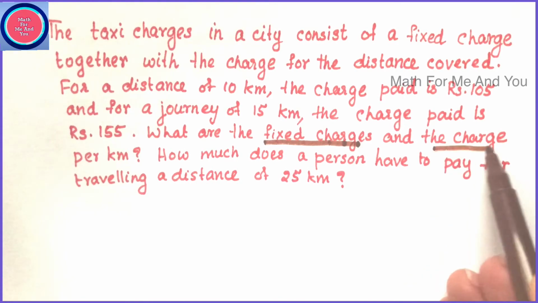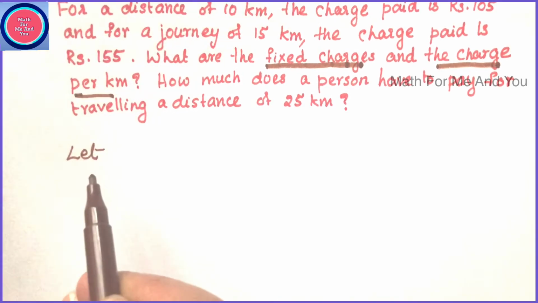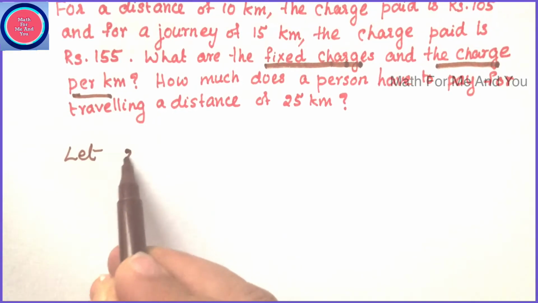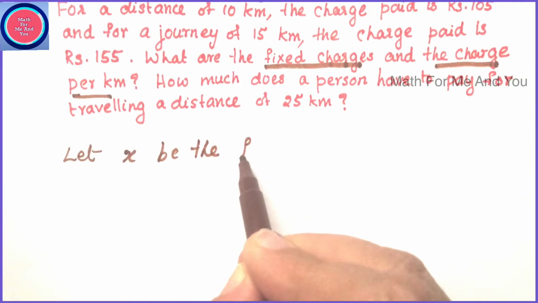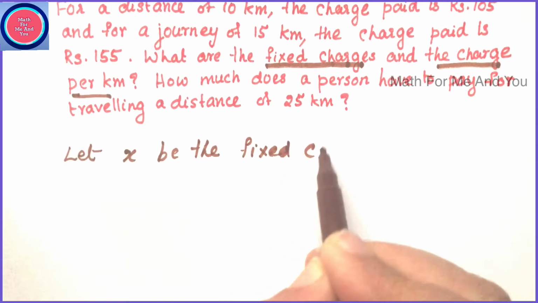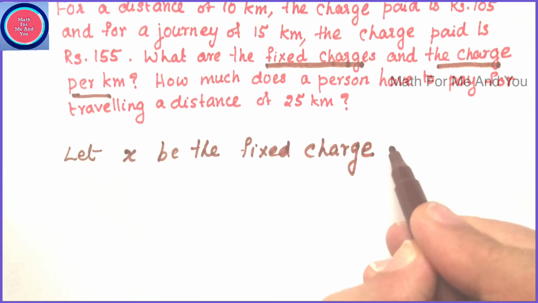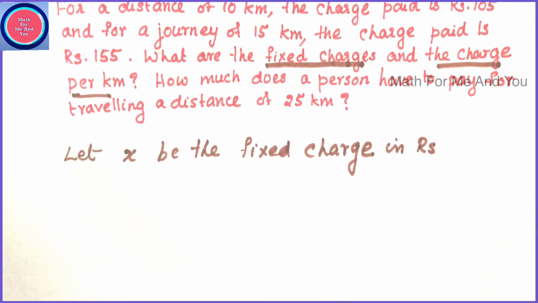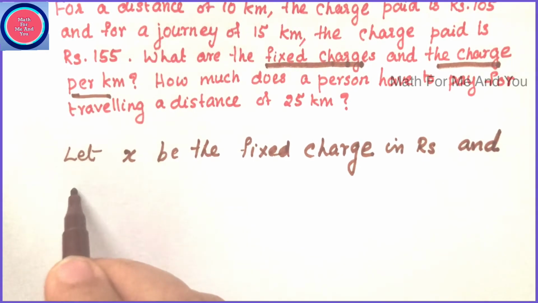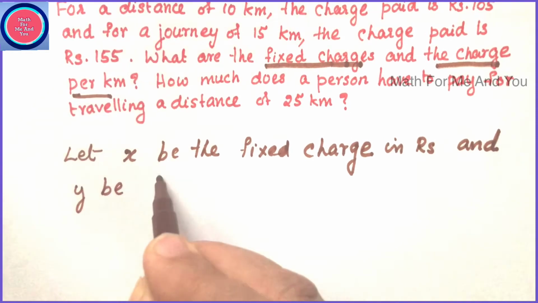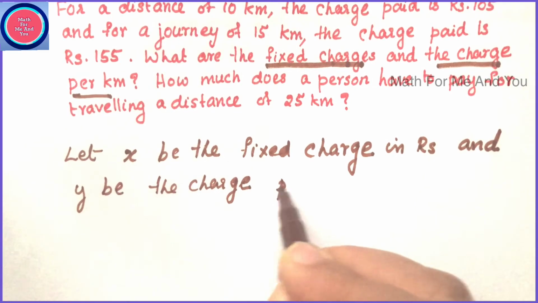We need to find the fixed charge and the charge per kilometer here. That means we need two things, so we can take them as x and y. The first one, that is fixed charge, let x be the fixed charge, and the charge we consider here in rupees. Then we need the charge per kilometer. Let y be the charge per kilometer, that also in rupees. So we have considered x and y as the fixed charge and the charge per kilometer.